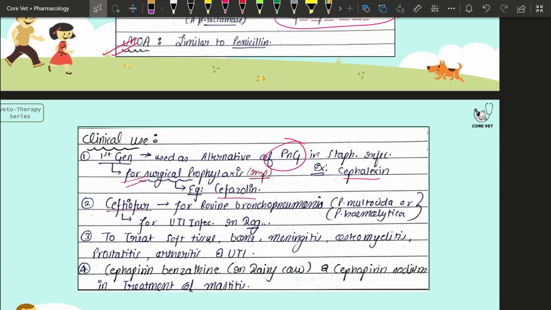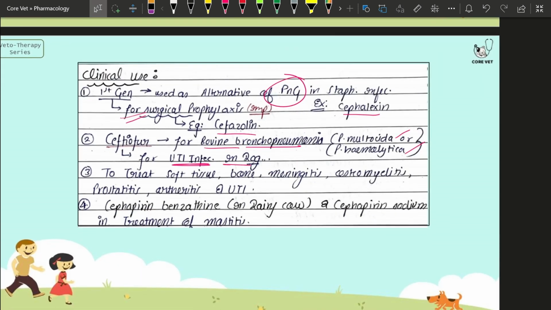Okay, ceftriaxone is used in bovine bronchopneumonia, which is caused by Pasteurella multocida and Pasteurella hemolytica, right? And also used in the UTI that is there in the dog, right? Now, these particular cephalosporins are highly effective for the treatment of soft tissues and bone. In the case of meningitis, it could be used. In the case of osteomyelitis, it could be used. In the case of prostatitis, arthritis, and as I had told you, in urinary tract infection also, right?